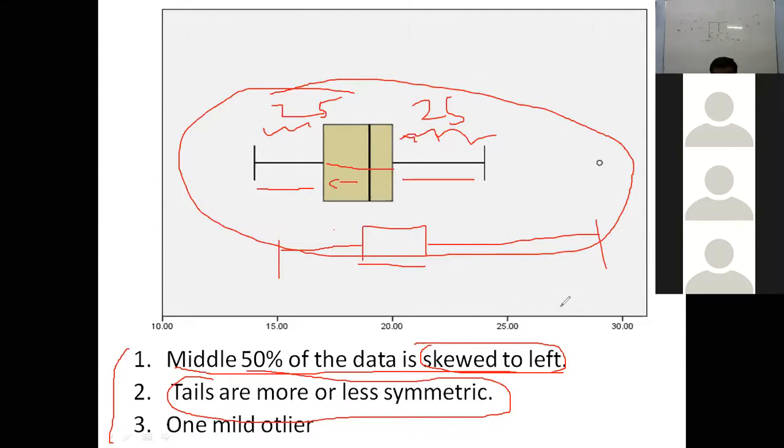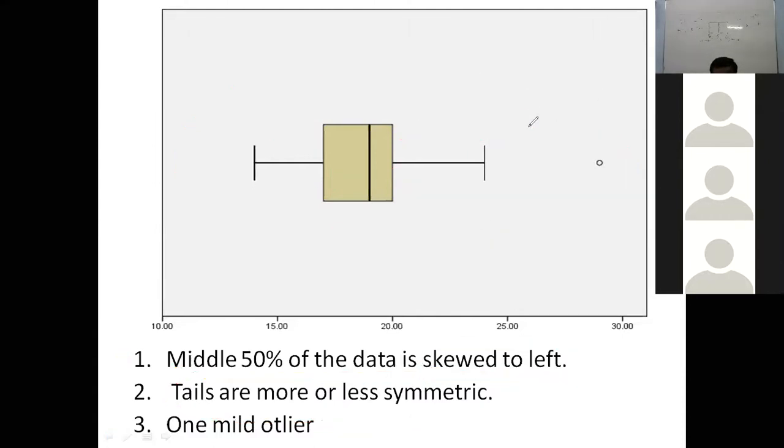Right side. So I will draw it once again. This is a box plot. Here, on the right side, the tail is longer, so we simply say right tail. I'll put it as RT.